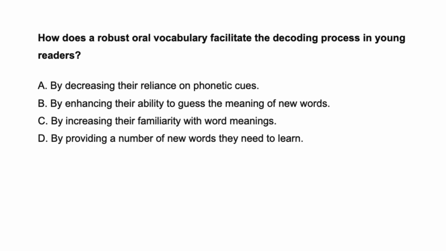Next question. How does a robust oral vocabulary facilitate the decoding process in young readers? Is this A, B, C, or D? Correct answer? C. A strong oral vocabulary provides children with prior knowledge of word meanings, which supports their ability to recognize and decode those words in print more quickly and accurately.